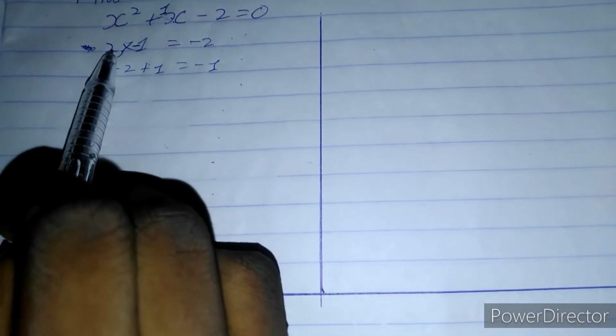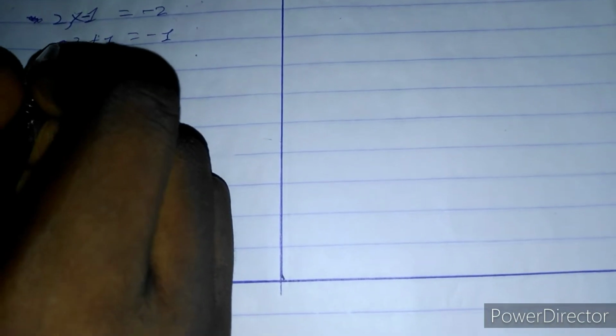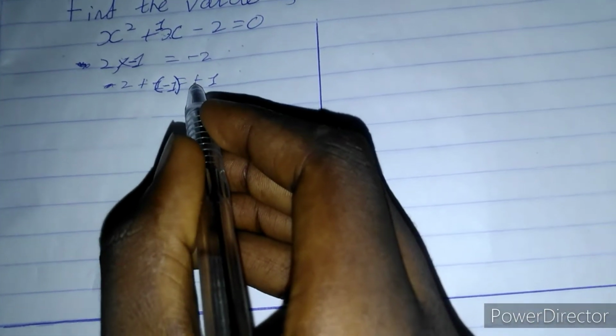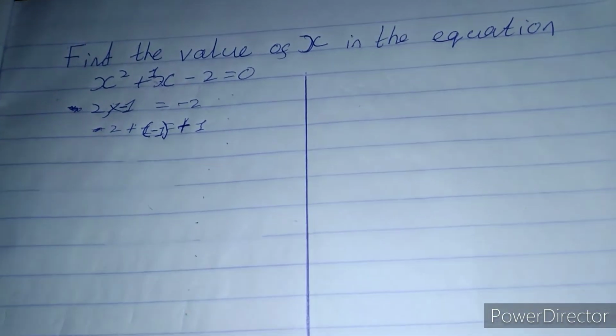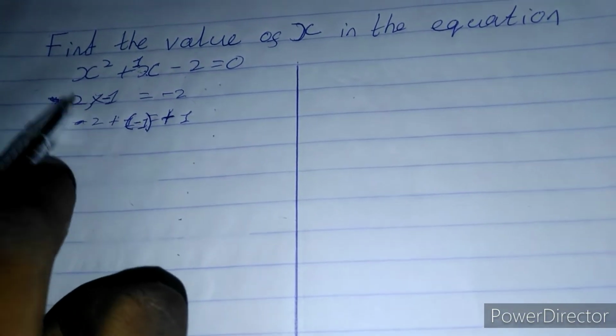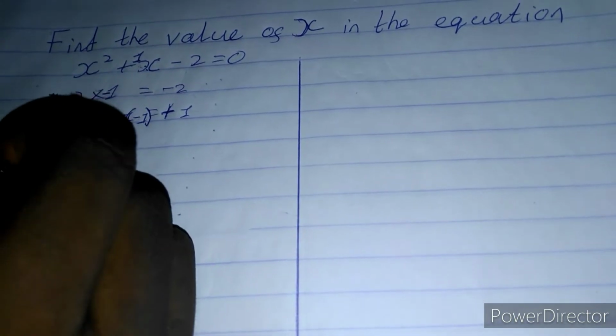But what if we switch the signs? As against minus 2 here, we have minus 1 over here. 2 times minus 1 will still give us minus 2. But if it were 2 plus minus 1, we would be having positive 1, as against minus 1. So let's input 2x and minus x into the equation.